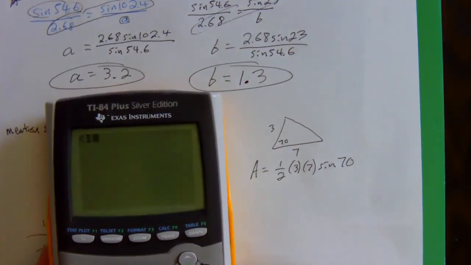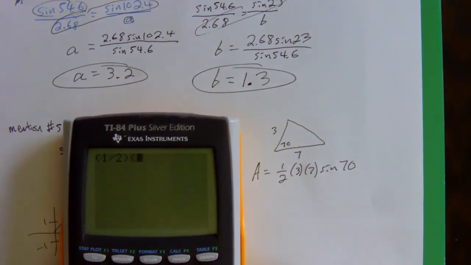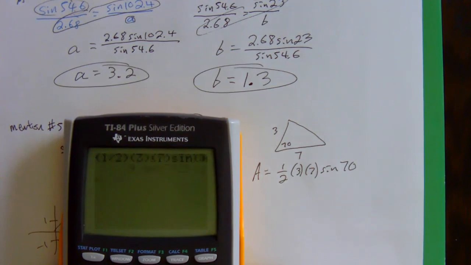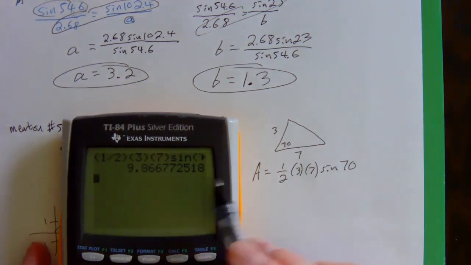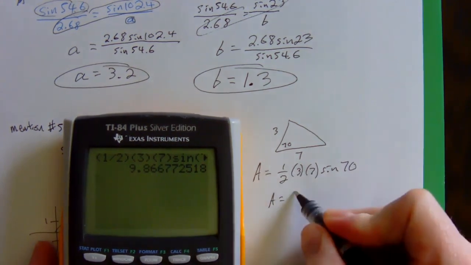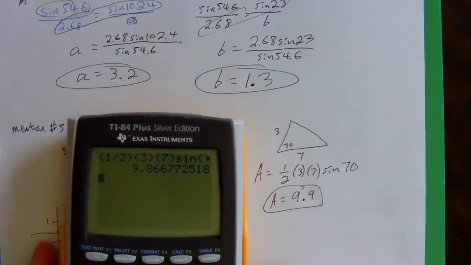So I'm going to go 1/2 or 0.5 you can use, and I'm going to go times 3 times 7 times the sine of that included angle there. So sine of 70 degrees, and my calculator is in degree mode. And that's going to give me 9.8677. So if I'm rounding this to the nearest tenth, like they'll have me do on the actual quiz, I want to make that 9.9, and then we're done.